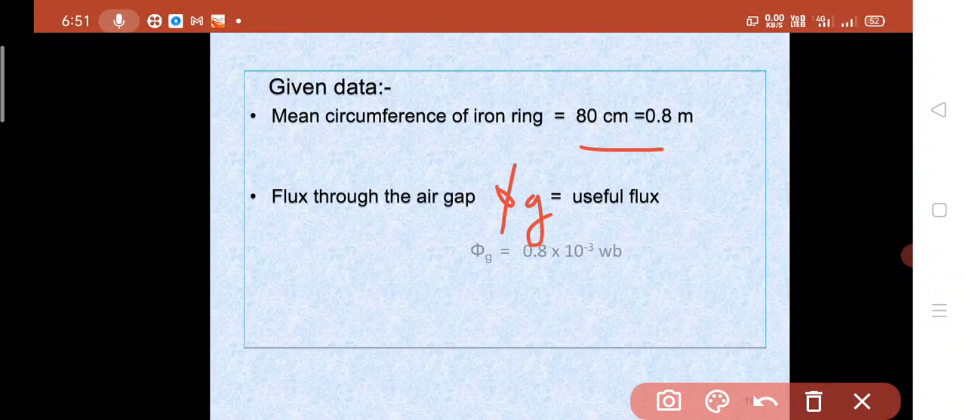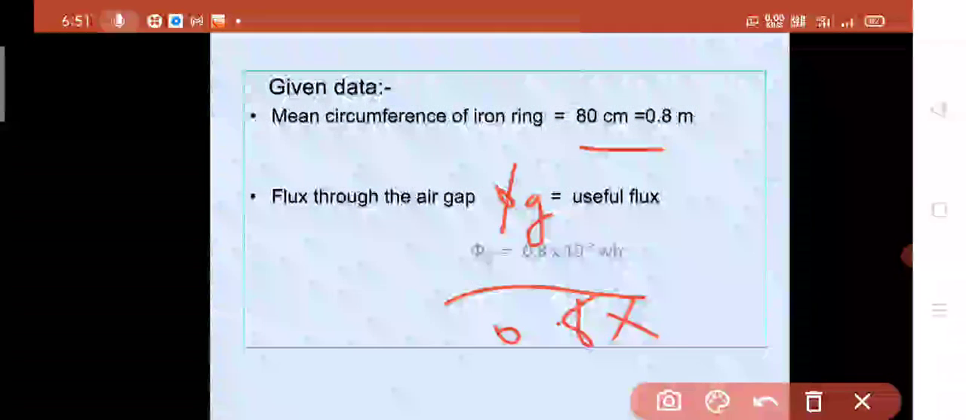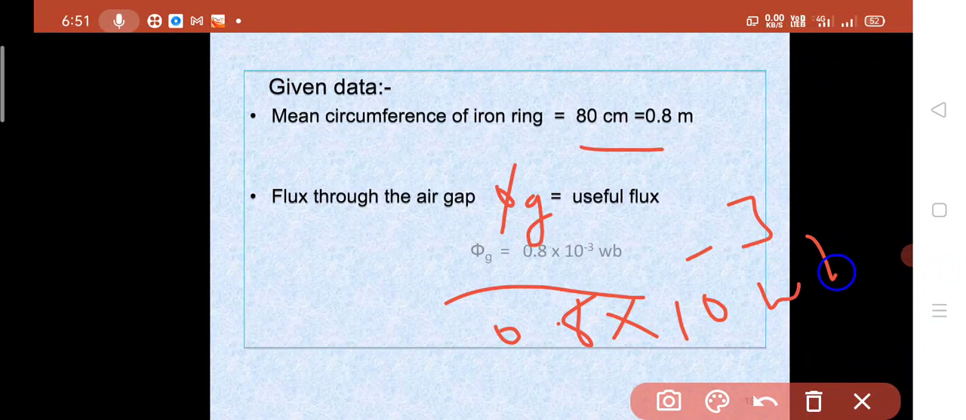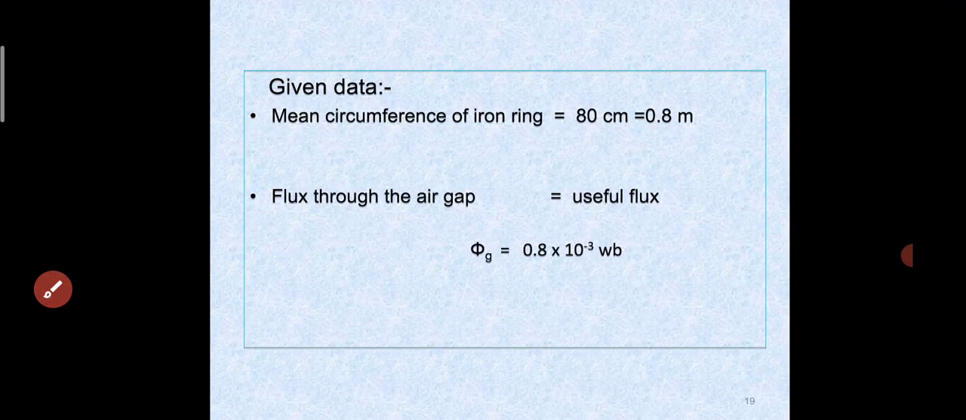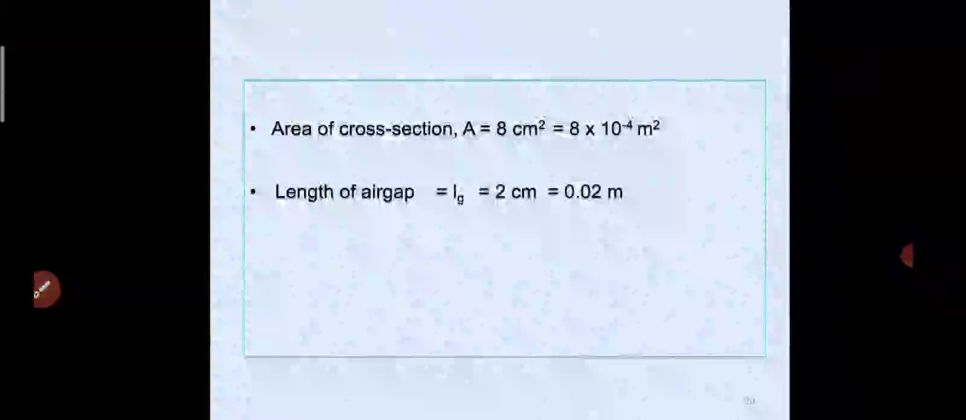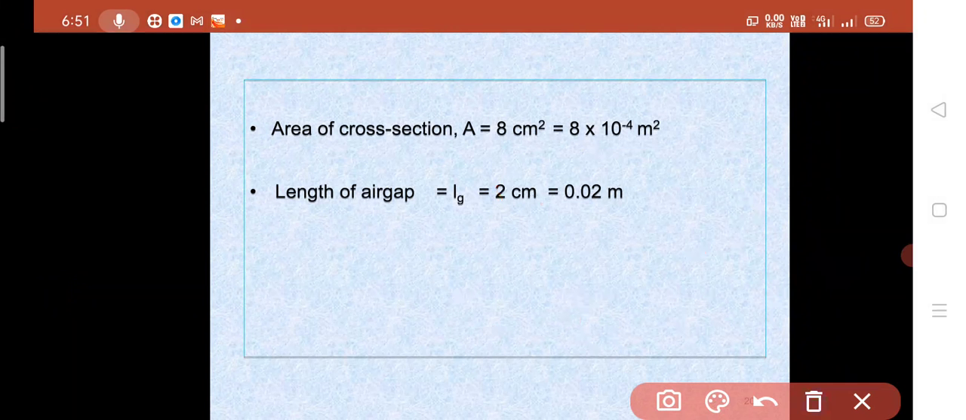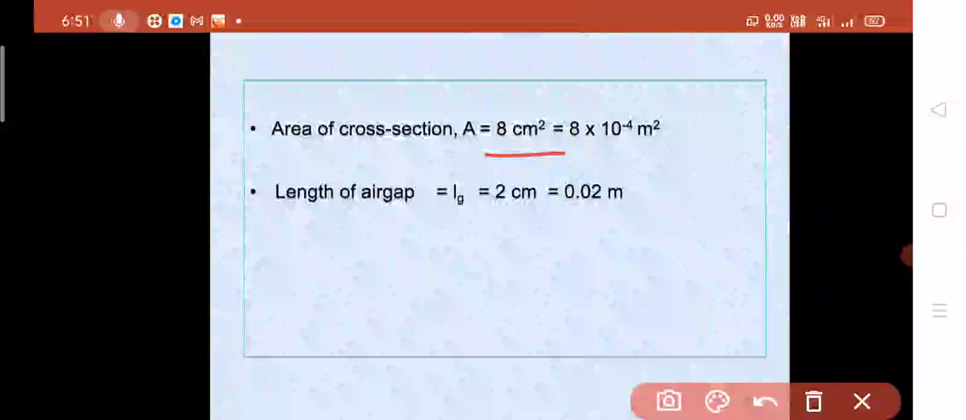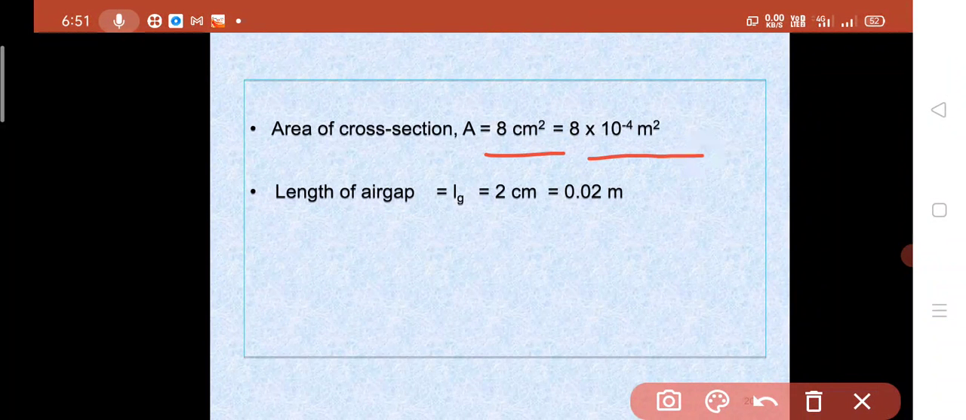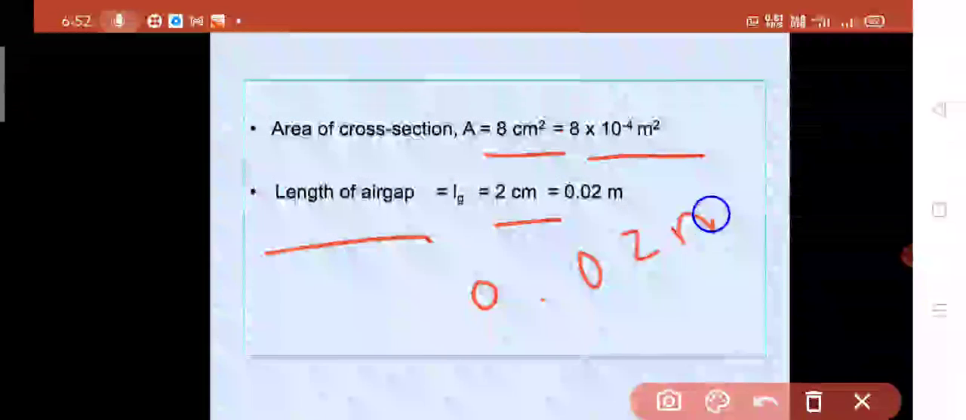So phi g is equal to the useful flux. The phi g value is 0.8 into 10 to the power of minus 3 Webers. The cross-sectional area A is equal to 8 centimeters square. So we can convert to meters: 8 into 10 to the power of minus 4 meter square. The length of the air gap, lg, is equal to 2 centimeters, so 0.02 meters.